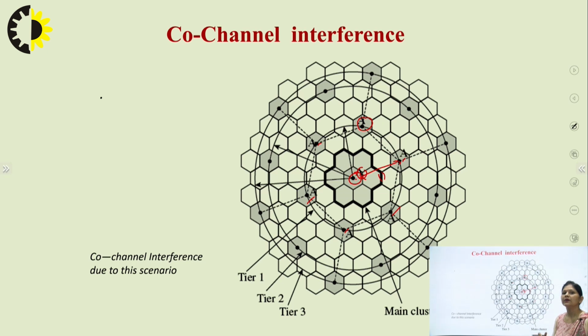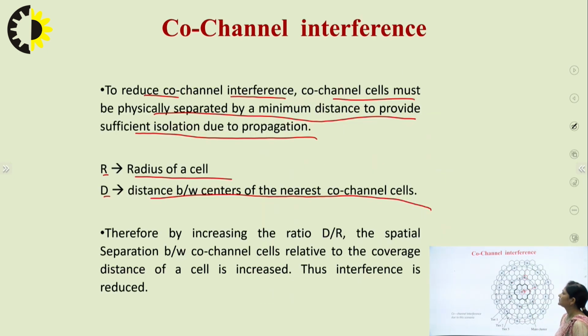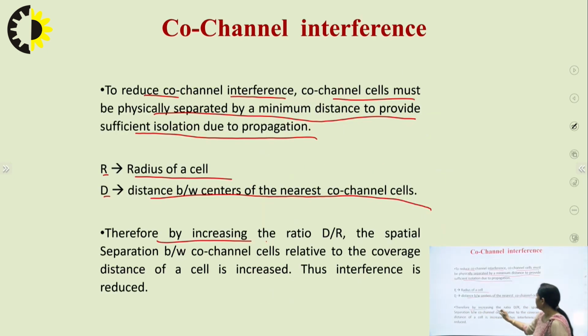So this is a way we can reduce the co-channel interference, by keeping a certain distance between the co-channel cells. Therefore, by increasing the ratio D by R, where D is the distance between the centers of the nearest co-channel cells, the spatial separation between co-channel cells relative to the coverage distance of a cell is increased, thus interference is reduced. So the simple thing is, two cells using the same frequency should be at sufficient distance from each other so that there is no co-channel interference.